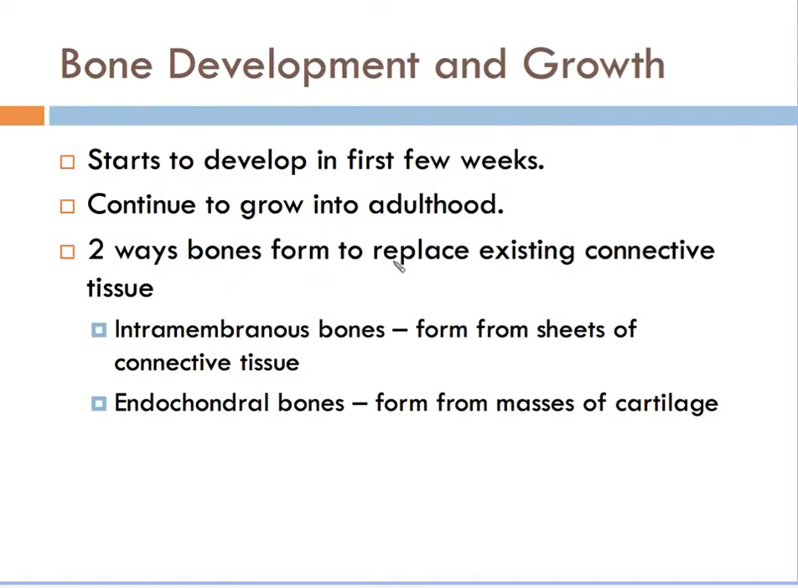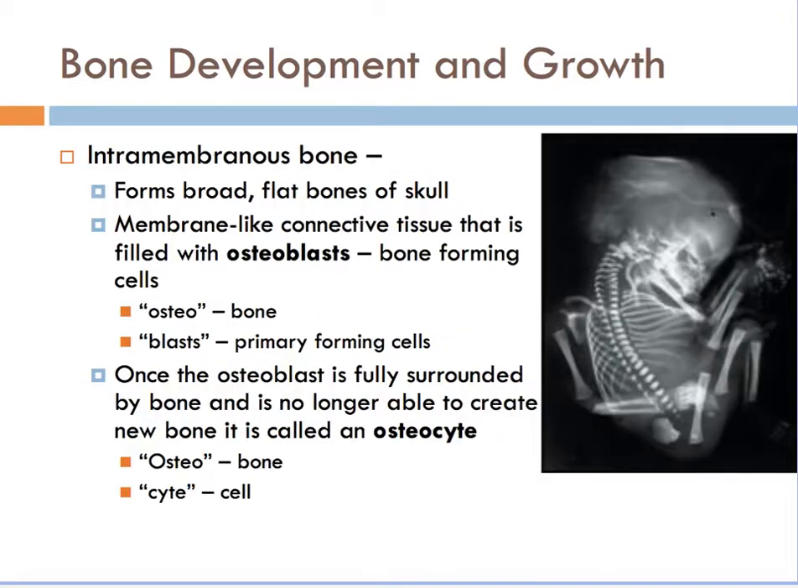There are two ways bones form to replace existing connective tissue. One, we have intramembranous bone, which forms from sheets of connective tissue. We also have endochondral bone, so chondral, think of cartilage, forms from masses of cartilage. So endochondral forms from cartilage, intramembranous is sheets of connective tissue that come together.